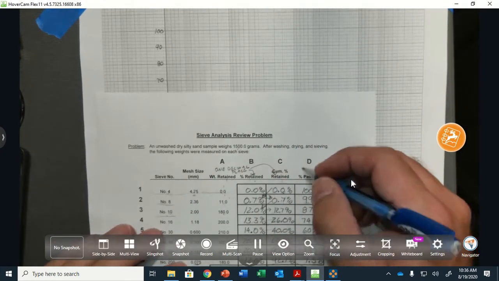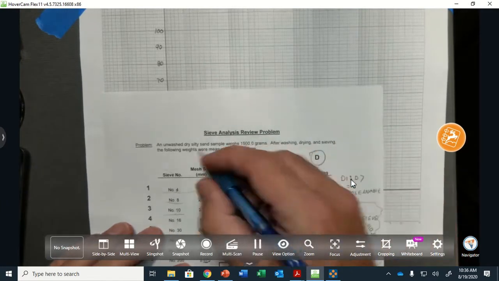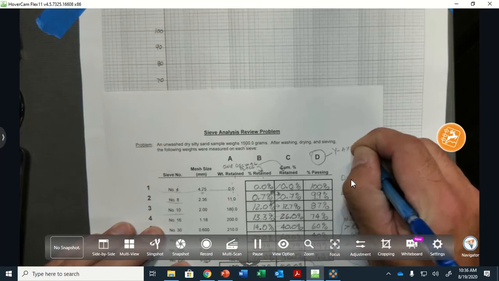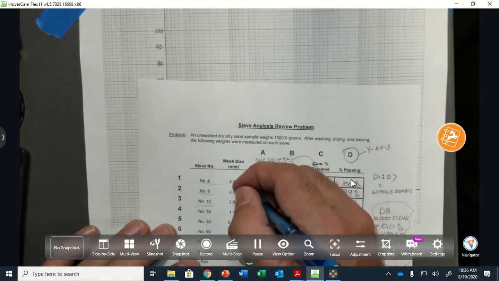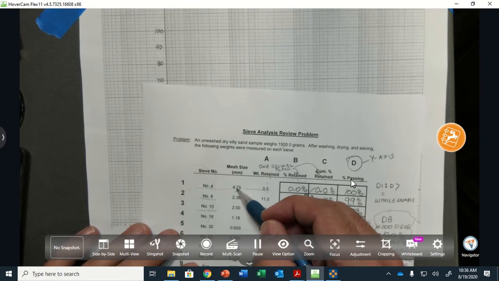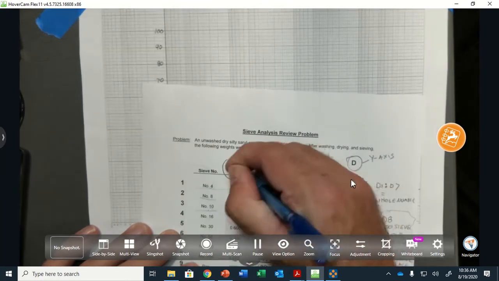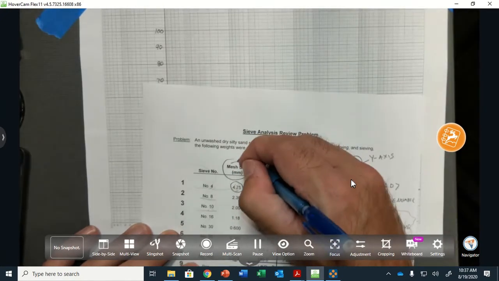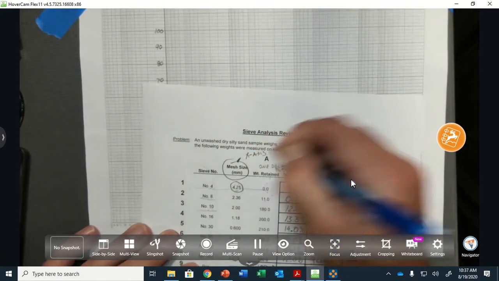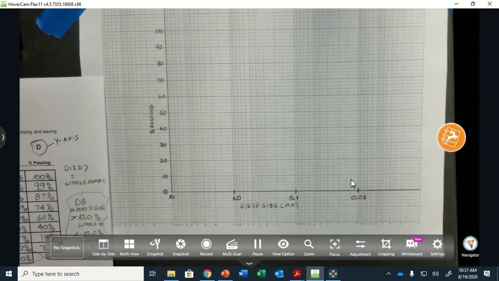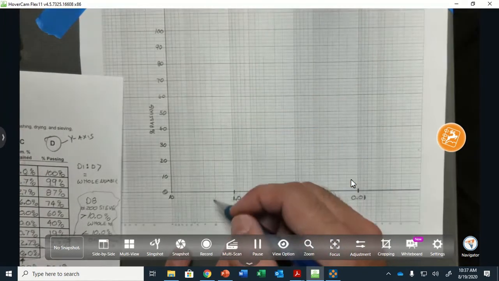So now what we're going to do is plot this. I'm going to plot percent passing, column D. This is my y-axis, and then my mesh size. Grain size, mesh size, sieve size, they all mean the same thing. Okay? So mesh size, and this is my x-axis.